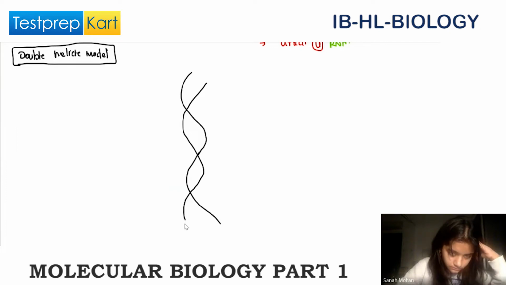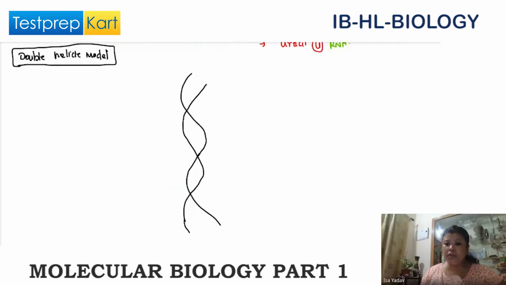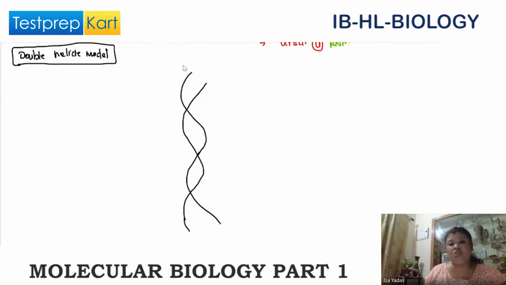Double helical. What I mean by double helical is, take a ribbon. If you take a ribbon and roll it over like this, you get a helical structure, a folded structure. That is called helical, and that's how our DNA is. So DNA has a double helical structure.